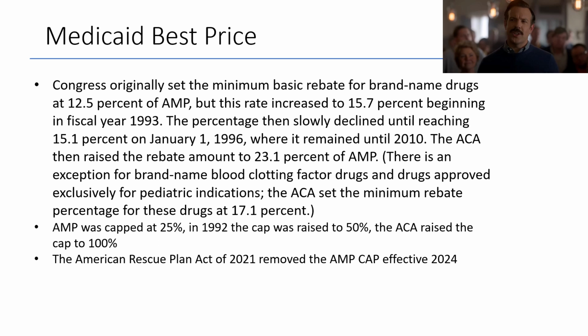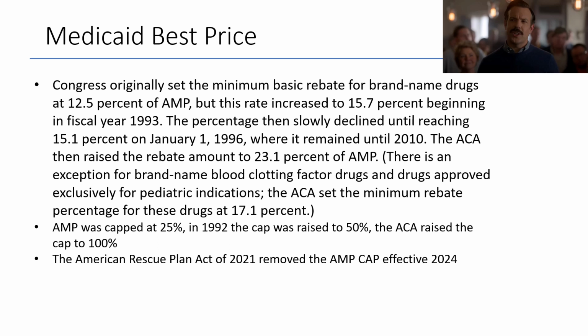Now, the only exceptions are clotting factors and drugs that are only approved for pediatric indications exclusively. The minimum rebate is set at 17.1% for those. So AMP was capped originally at 25%. It was raised to 50 and then to 100. And you might ask, that's weird. Like, why would there ever be a 100% discount in the market?